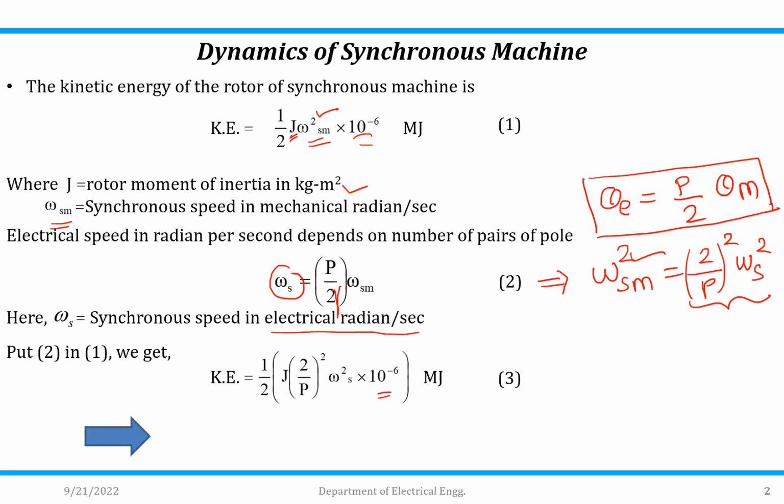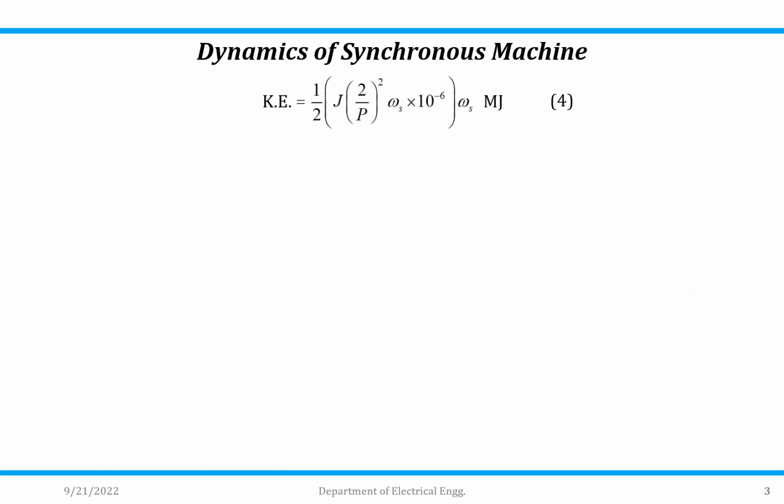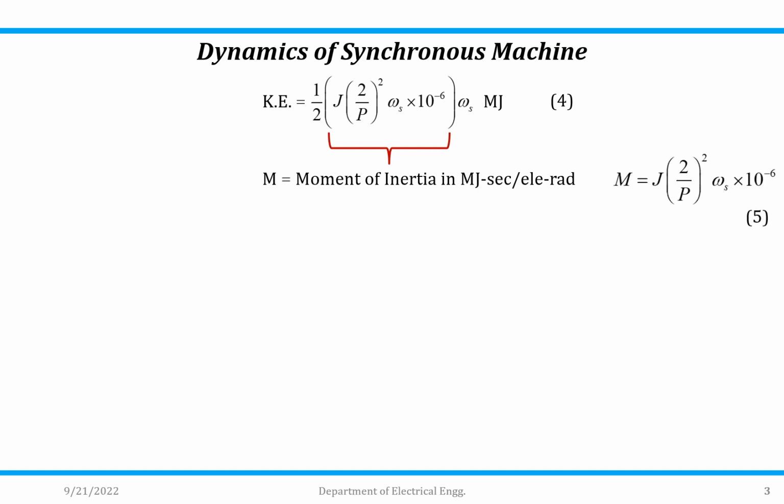Now I will take one omega S as common from omega S square. Whatever equation we get in the bracket will be treated as one constant. So this is the same equation as the previous one. Here, whatever term is shown in the bracket is nothing but the moment of inertia. The unit of moment of inertia is megajoule second per electrical rad. So this is equation number 4, and we will represent this as equation number 5. This is the equation of moment of inertia.